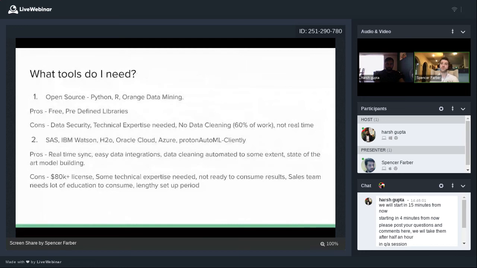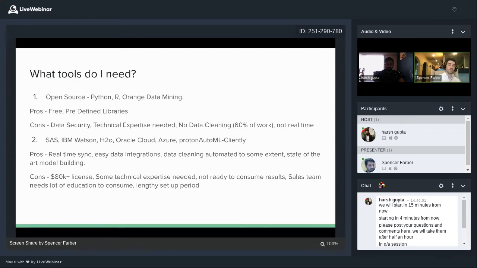Okay, well, what tools do I need to implement? Even if you have a team of data scientists, you're still going to need to use some open source tools using Python, data mining, etc. As far as some of the pros for this, a lot of these tools are potentially free. There are some predefined libraries out there. Again, we talk about the tools being free, but you've got the expensive resource of having people implement these. The cons: data security, technical expertise needed, no data cleaning, not necessarily real time, you're playing catch up.